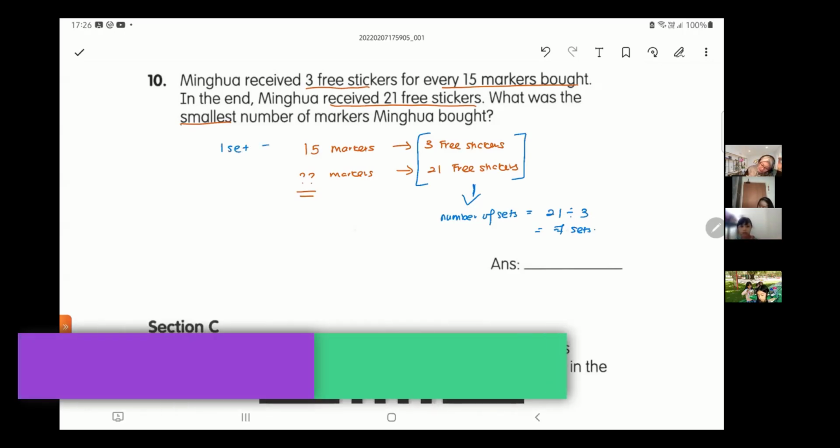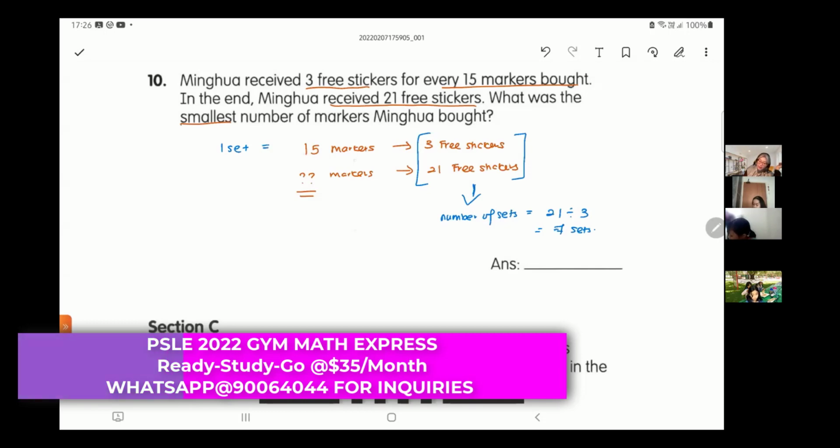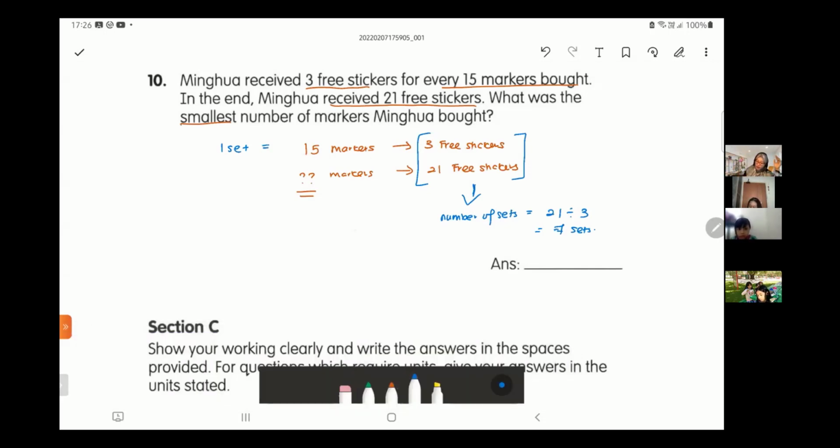What is a set? A set is this. It means 15 markers, I get 3 free stickers. This is one set. So he has 7 sets of this thing going on. So I know that my markers for one set is 15. If I have 7 sets, I just multiply by 7 equals 105. And that is my answer. Okay?